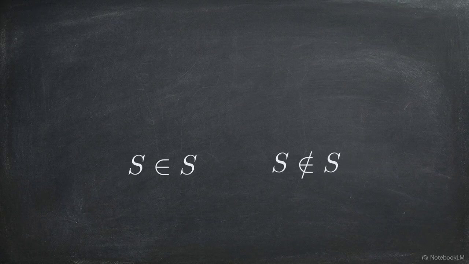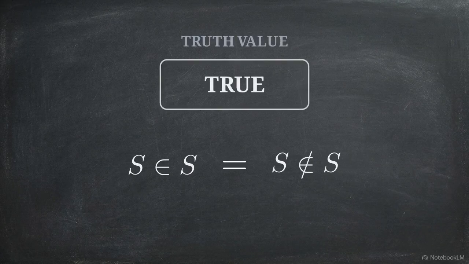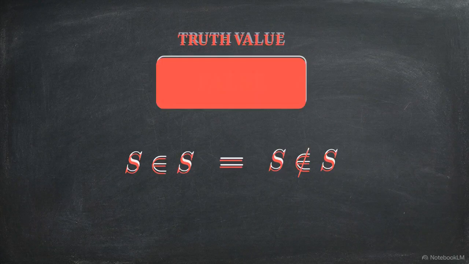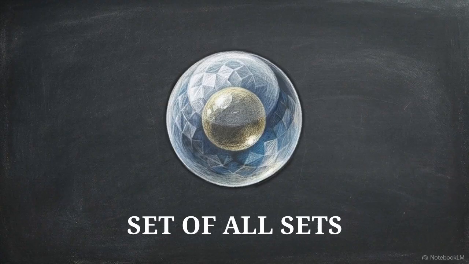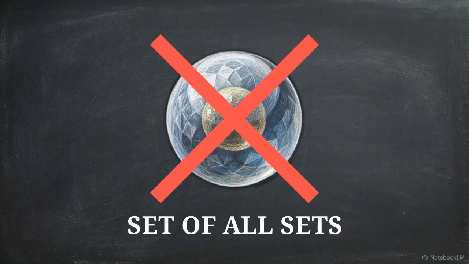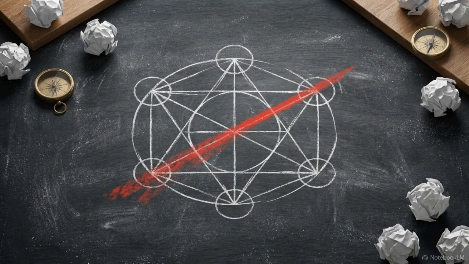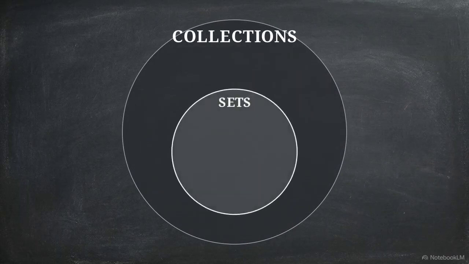This meant the system was inconsistent. Its own rules had generated a statement that was simultaneously true and false. The paradox showed that the starting assumption, that a set of all sets could exist, was the error. This led to a new rule in mathematical logic. Not every collection of objects can be defined as a set.